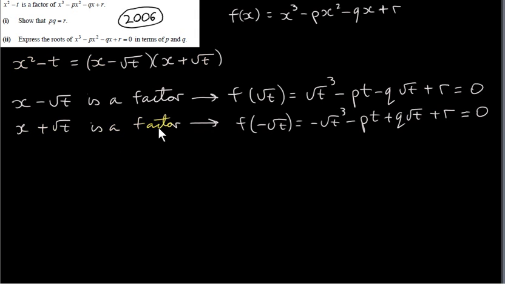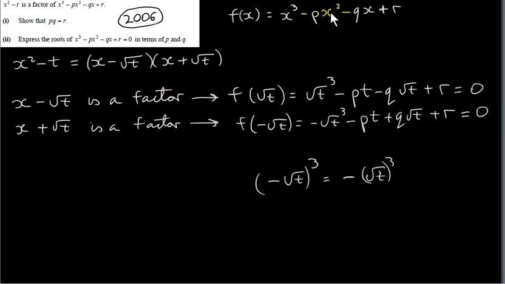If x plus root t is a factor, then we use the factor theorem, which states that f of minus root t will be 0. So we plug minus root t in for x. Now minus root t cubed is minus root t times minus root t times minus root t, so we'll get a minus sign back. It's just like taking this thing here and cubing and minusing your result.